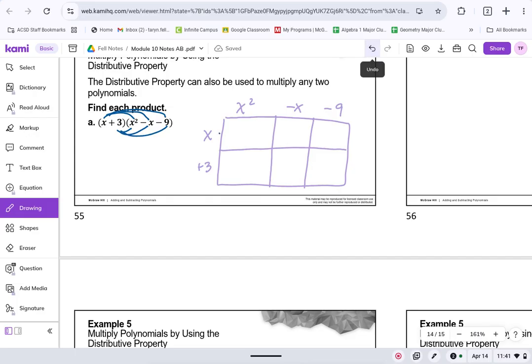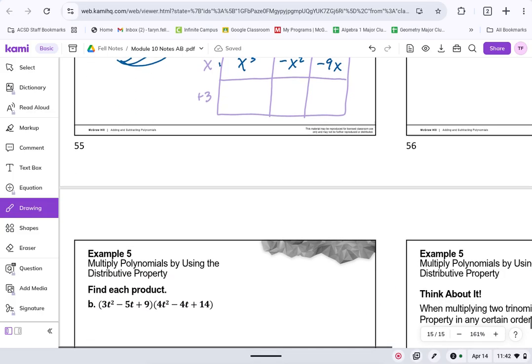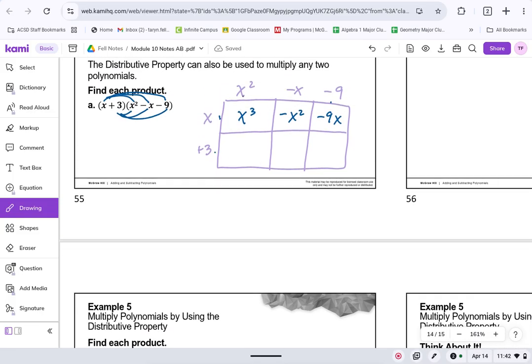So when I take x times x squared, I get x cubed. When I take x times negative x, I get negative x squared. When I take x times negative 9, I get negative 9x. Now when I multiply the 3, when I take 3 times x squared, I get 3x squared. When I take 3 times negative x, I get negative 3x. And when I take 3 times negative 9, I get negative 27.